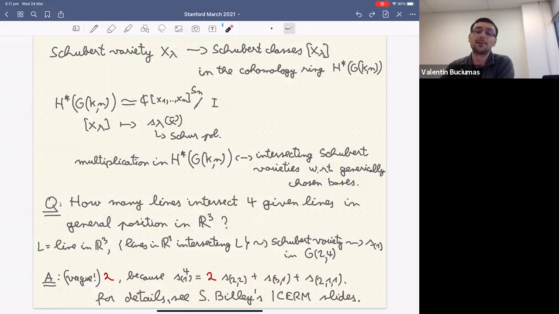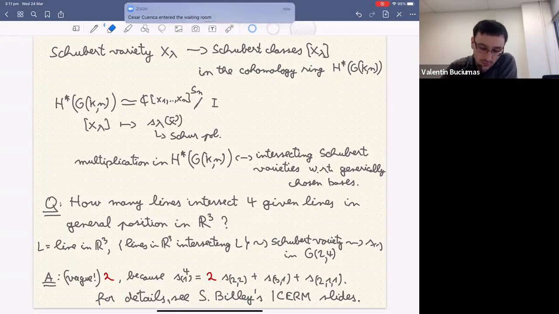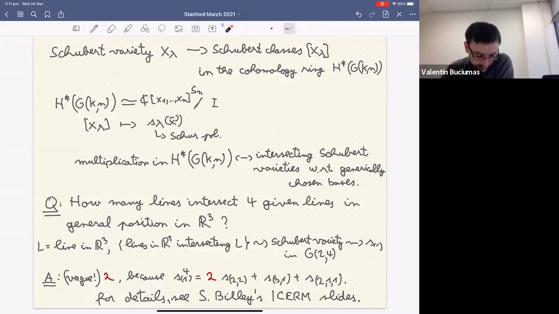And then for each space, one may associate a Schubert variety, which will also induce a Schur polynomial. And the Schur polynomial corresponding to that Schubert variety will be S1, where lambda is just the partition 1. So then the answer to our question is given by the following computation.